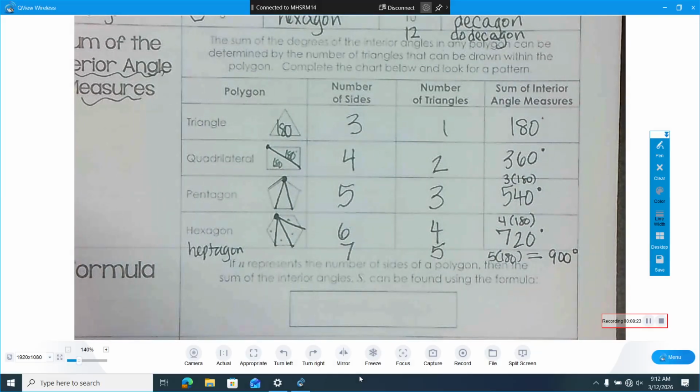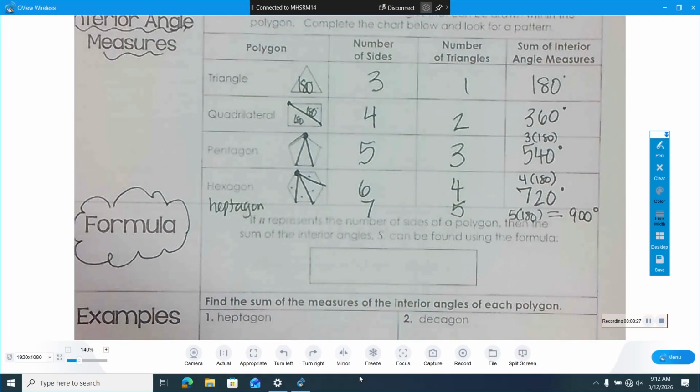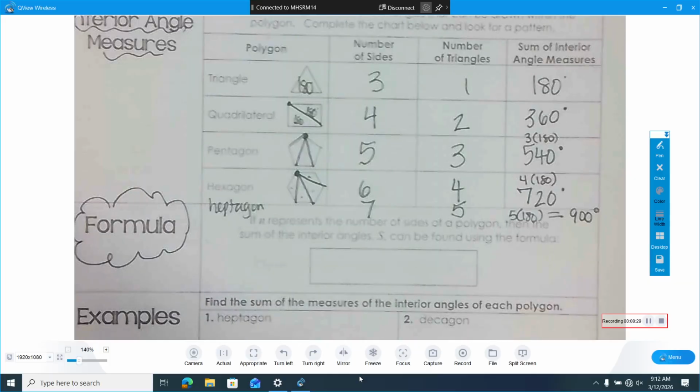Okay, so we have a lovely formula that we can use, and you guys just derived it.